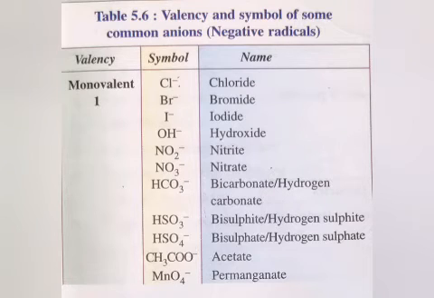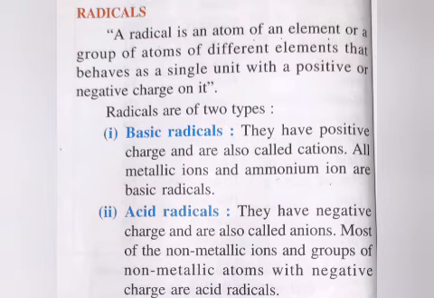Now radicals are of two types, basic radical and acid radical. Basic radicals have a positive charge and are also called cations. All metallic ions and ammonium ions are basic radicals. Suppose sodium, potassium, copper, etc. are metals, and ammonium also. These are basic radicals because they contain a positive charge.